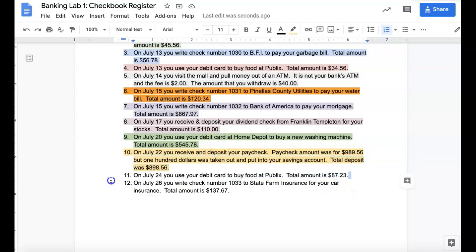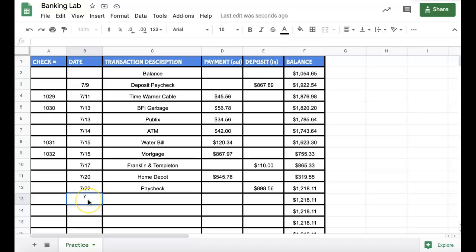Then I go back to Publix because I ran out of food, and I buy food at Publix for $87.23 on July 24th. And again, that's the money going out. So now I'm down to $11.30.